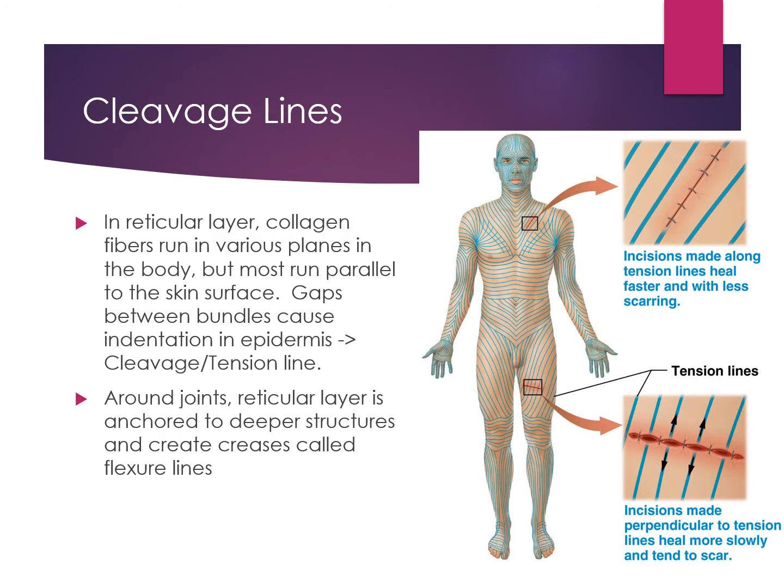The reticular layer is made up of dense, irregular connective tissue. You'll remember from Chapter 4 that a major feature of this tissue is collagen bundles that run in various planes, which allow the tissue to be stretched in many different directions. At the skin, most collagen bundles run parallel. Gaps between the bundles cause indentations in the epidermis called cleavage lines or tension lines.